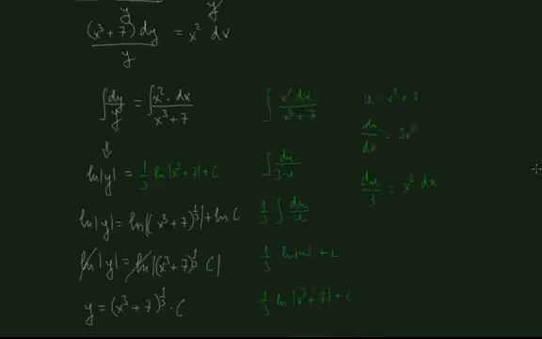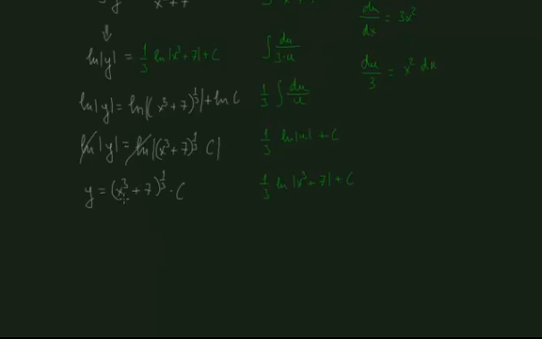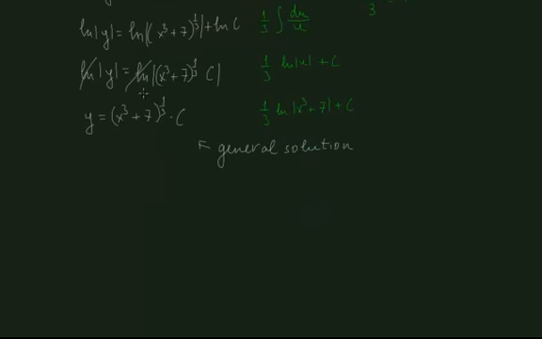So we figured out here y is x cubed plus 7 to the 1/3 times constant, and we don't know what number this constant is. So this is the general solution because we don't know what number the constant is. So we have to figure out what number the constant is.